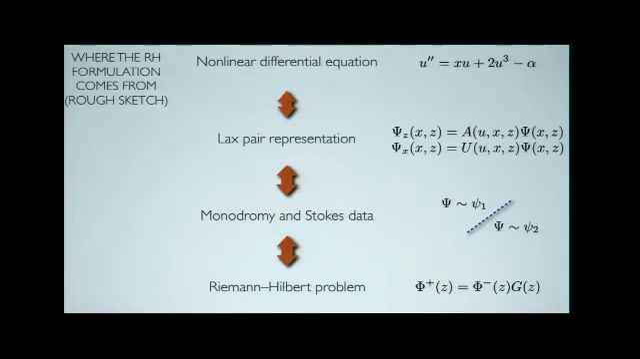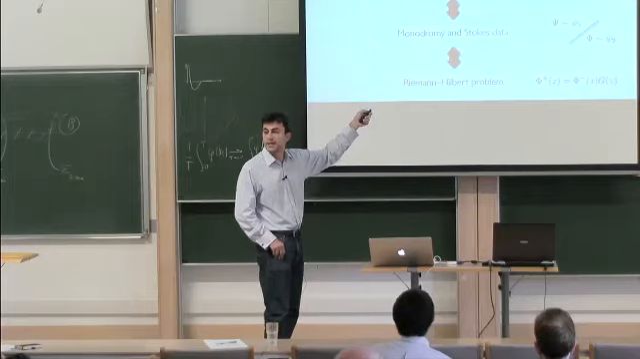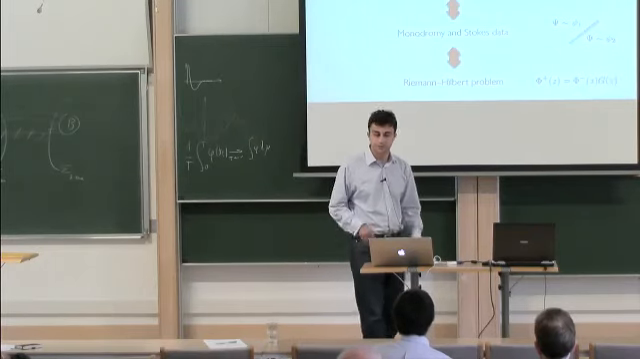And just briefly, where these come from is we start with a nonlinear differential equation. Somehow we get a Lax pair. Then we can analyze these linear coupled differential equations to find the monodromy and Stokes data. But then that uniquely defines a solution. And so we can actually take this process back up the chain to get a solution to the differential equation.